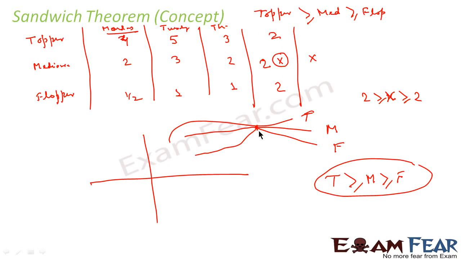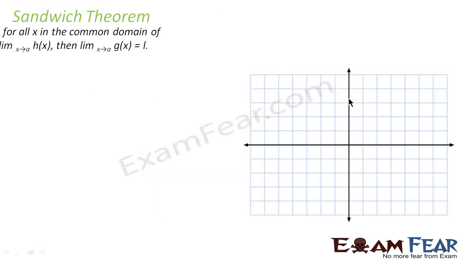On a particular date, if topper and flopper watch an equal number of hours, for example 2 hours, in that case the mediocre will also watch 2 hours, because the condition here is topper is always watching more or equal than mediocre, and mediocre is always watching more or equal than flopper. So we have this condition. If we assume that mediocre has watched X number of hours, then X is less than or equal to 2 and X is greater than or equal to 2, and the only value that can satisfy this condition is 2. So on the basis of this, we have this sandwich theorem.